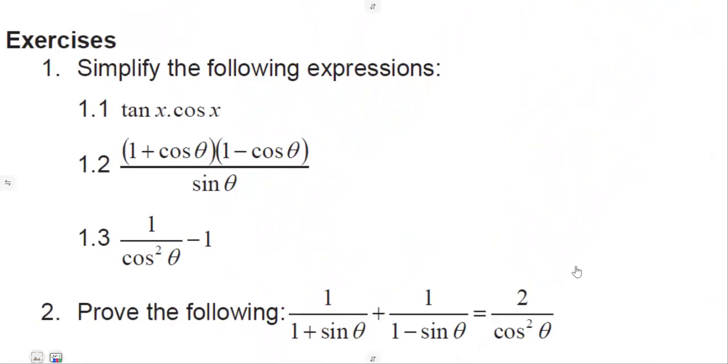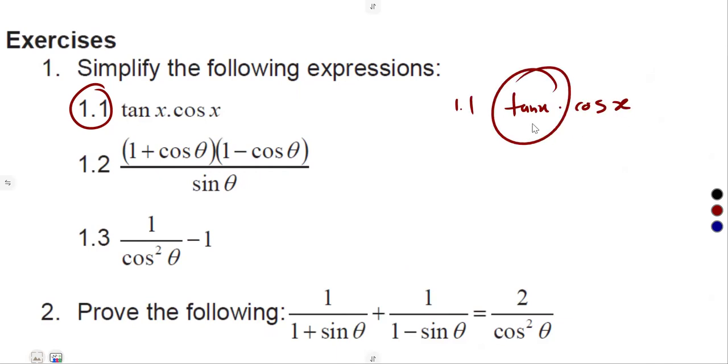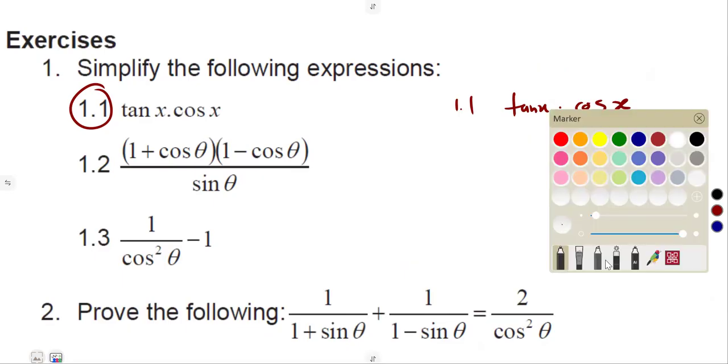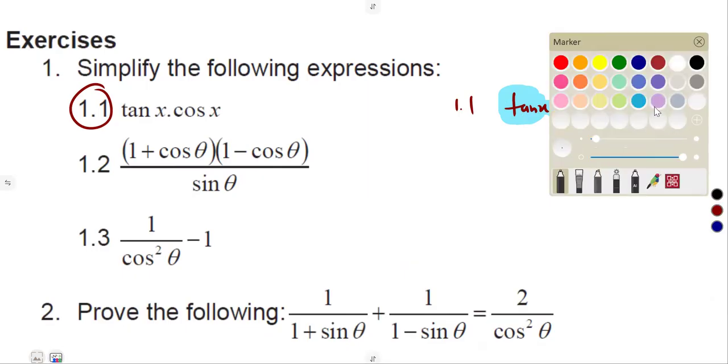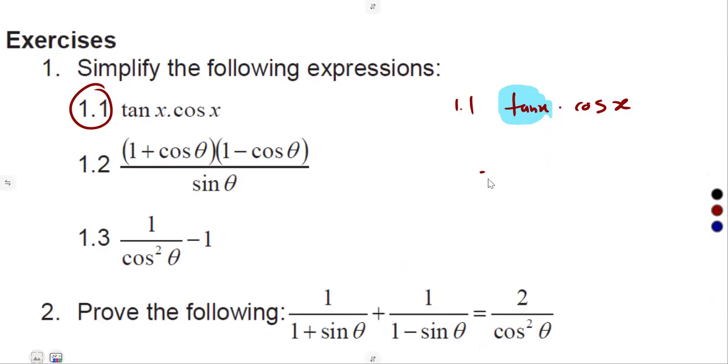They gave us, to simplify the following expressions, so we're just going to use the knowledge that we have so far. 1.1, tan x times the cos of x. We can see something is weird there on the tan of x. Let's get rid of that. The tan of x is the same as sine over cos. So this is the sine of x over the cos. All right, so this is it.